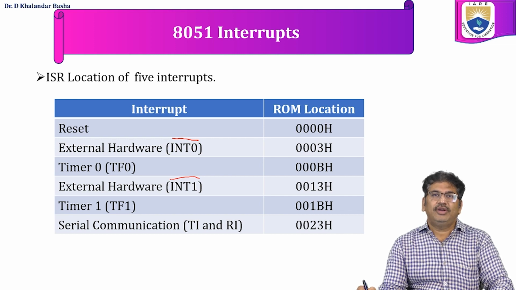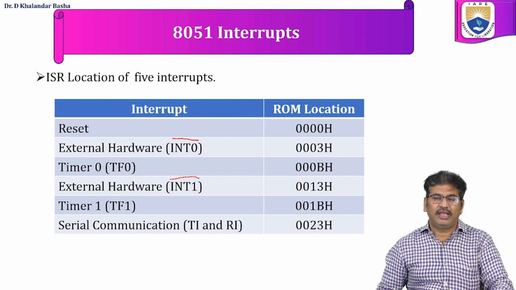For serial communication, either for transmission or receiving, the interrupt will be recognized on the lines transmit interrupt and receive interrupt. If either of the interrupts is generated during transmission or receiving, the ISR at the address 0023H will be executed.